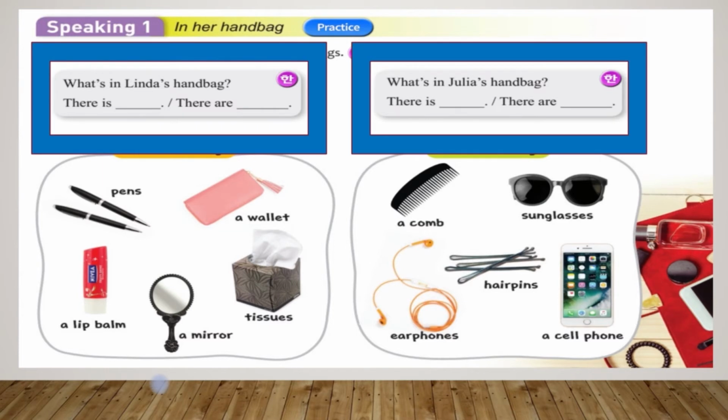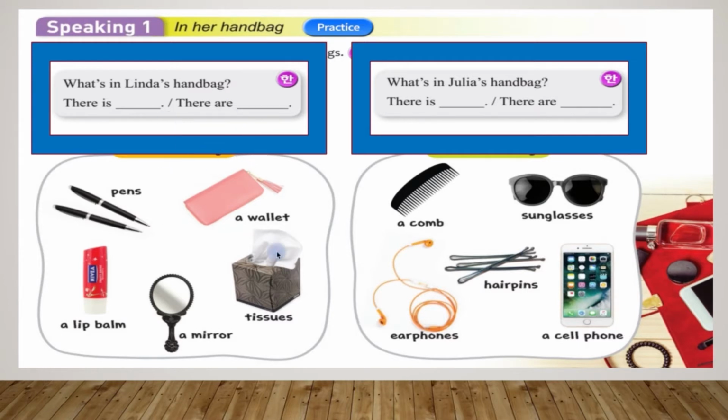So let's practice. All right, I will ask Yonghee about Linda's bag, and then Yonghee will ask me about Julia's bag. Are you ready, Yonghee? Yes, I'm ready to answer your question. Okay, I'll move the cursor near the first one. What's in Linda's handbag? There is two pens in Linda's handbag. No, Yonghee. As you said. Mistake. Oh, difficult. There are two pens in Linda's handbag. Very good, yes. Because there are two pens, you need are.